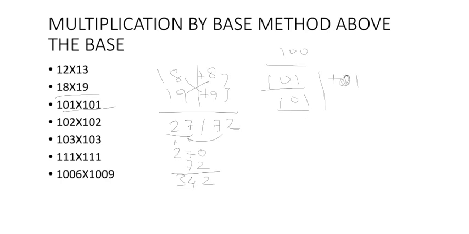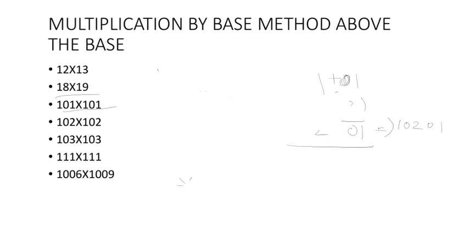Here also it is 1 more than the given number. Therefore multiplying these two will result in 01, and crosswise addition we will get 102. Therefore the answer will be 10201. This is the 101 into 101 value. Similarly, we can obtain the value for other multiplications.